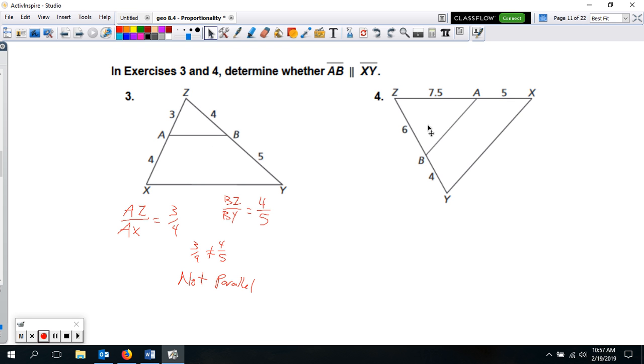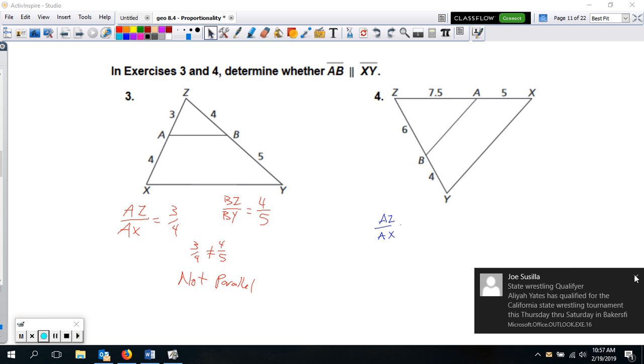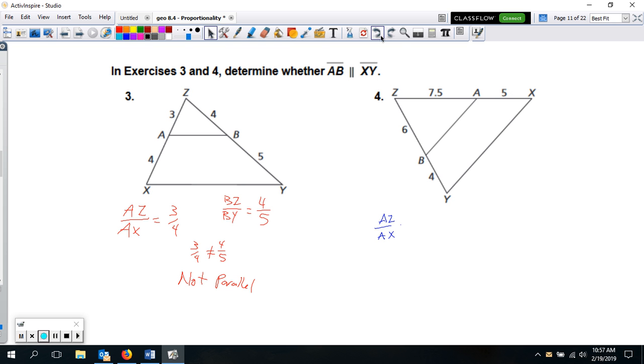When we come over to number 4, we'll do the same kind of thing here. We'll start with AZ over AX again, just like before. So AZ is 7.5, AX is 5 there. So we put that down, 7.5 over 5. Well, that's not really reduced very well. So let's go ahead and move this decimal over one place, getting 75, and I'll add a 0 down here to keep that equal, 50. So we'll actually see 75 over 50 then, and then we could reduce that by 25. And so that's going to give us a 3 over 2. So this side over here reduces down to 3 over 2.